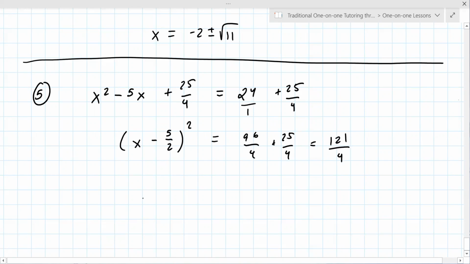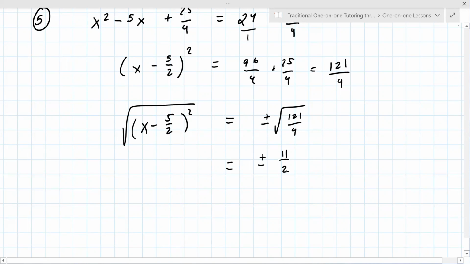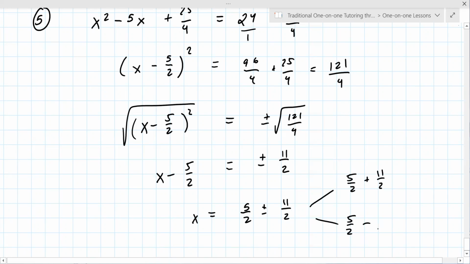Which actually ends up working out nicely when you take the square root of both sides, because you take the square root of the top and the bottom, so it becomes plus or minus 11 halves. So x is 5 halves plus or minus 11 halves. 5 halves plus 11 halves is 16 halves, and 5 halves minus 11 halves is -6 halves. So it ends up being kind of nice, even though it doesn't necessarily look like it. I'm going to skip 6, but I'm going to go to 7 because 7's finally different.